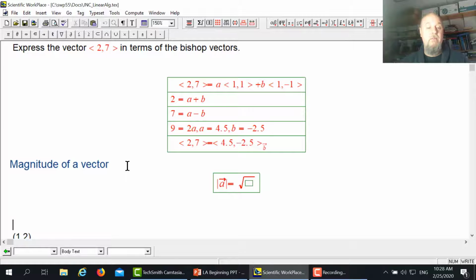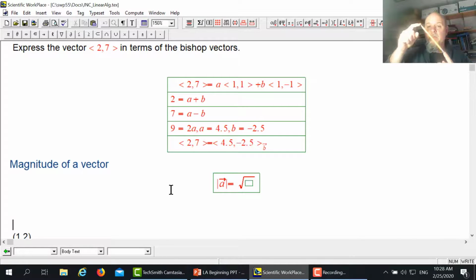magnitude of a vector. How long is a vector? Well, if I think about a vector, how long is it? I can make a right-angled triangle, and I can use the Pythagorean Theorem to figure out how long a vector is. It's basically the distance between 2 points.